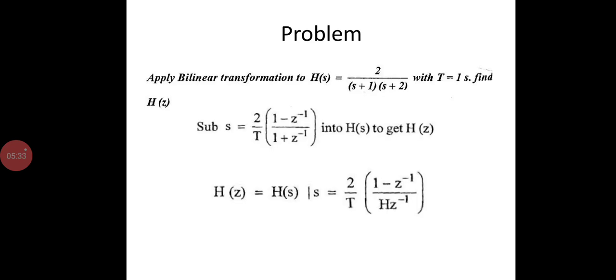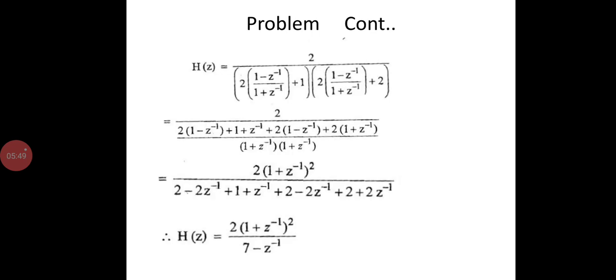Now let us see one problem. Apply the bilinear transformation to the given transfer function, and they are given the value for capital T. Find H of Z. Here, since the T value is already given, we can replace S by 2 by T, 1 minus Z inverse divided by 1 plus Z inverse, and finally by simplification we get the final result.